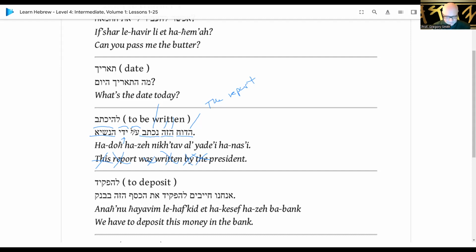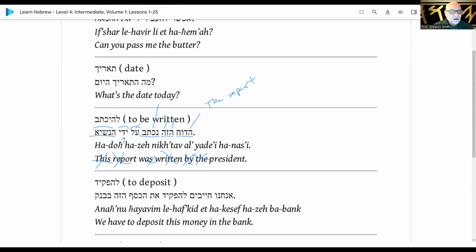El yadai. Okay, so it's el yadai. That's what it is. הדוח הזה נכתב על ידי הנשיא. No, it is al yadai. הדוח הזה נכתב על ידי הנשיא. Okay, so it was written by.